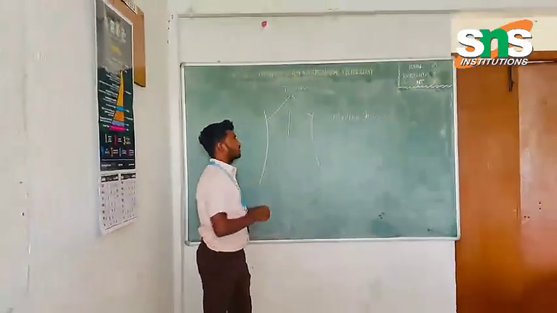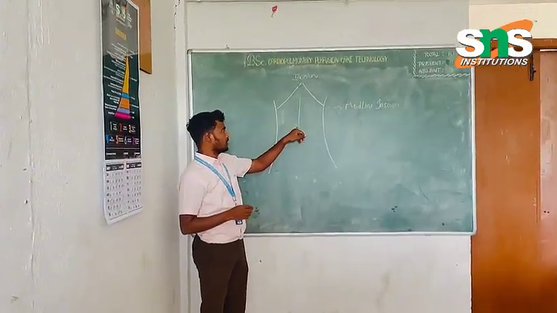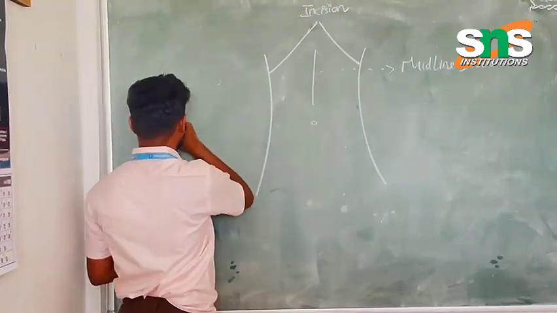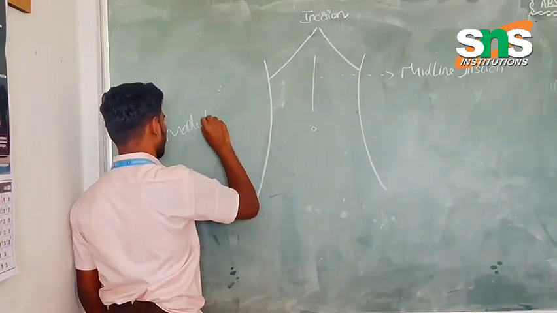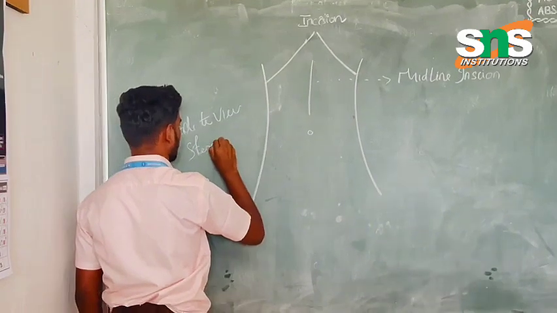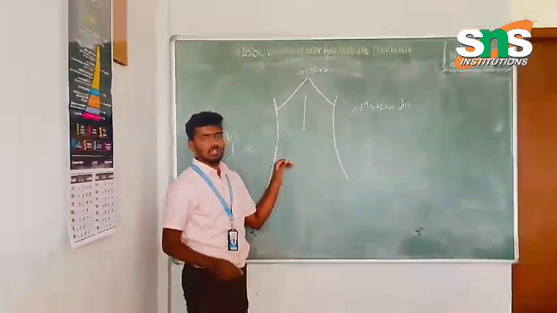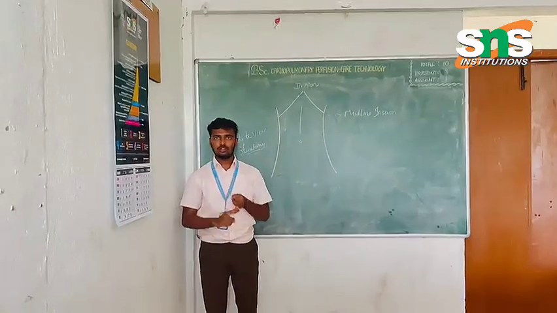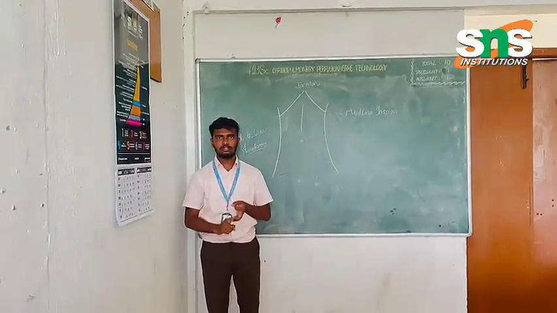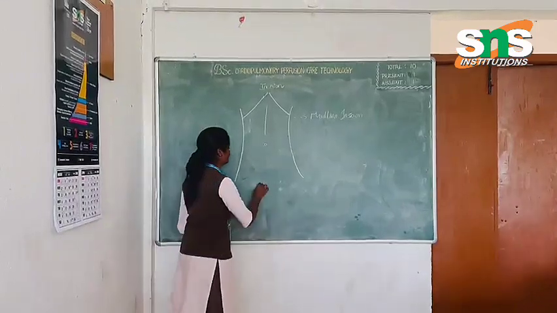Midline incision is done to the patient to get a view of the internal organs, for example a sternotomy. The advantages of the midline incision are zero blood loss, zero nerve damage, zero muscle fiber damage. So now I am going to explain about Pfannenstiel incision.